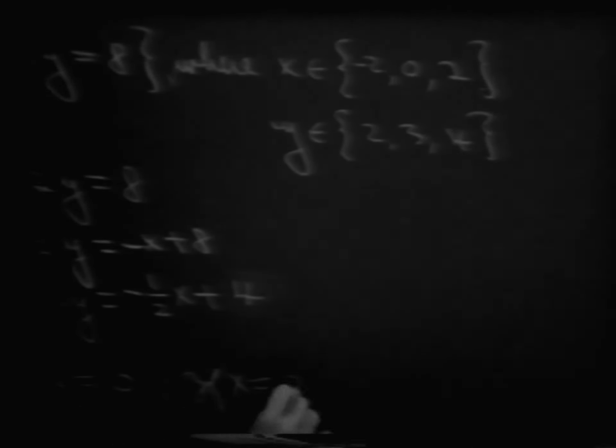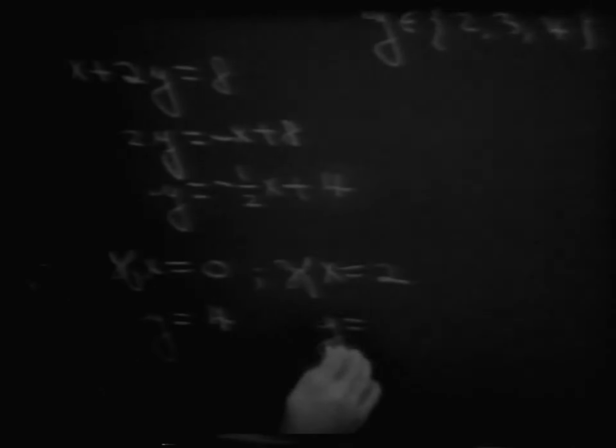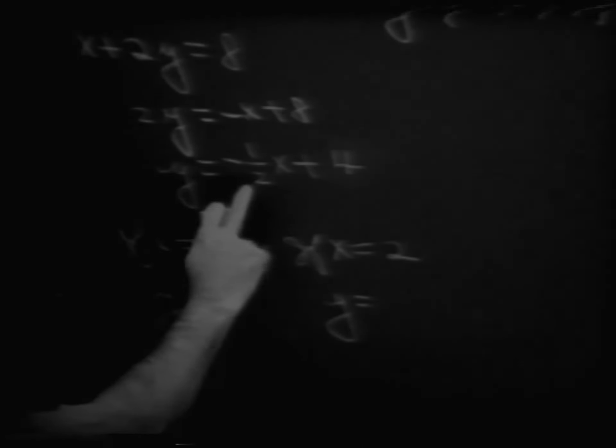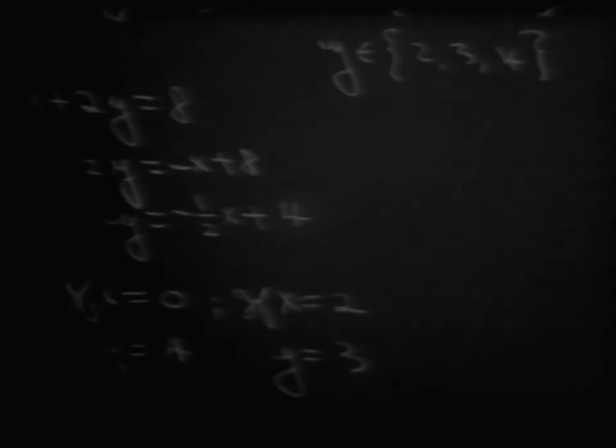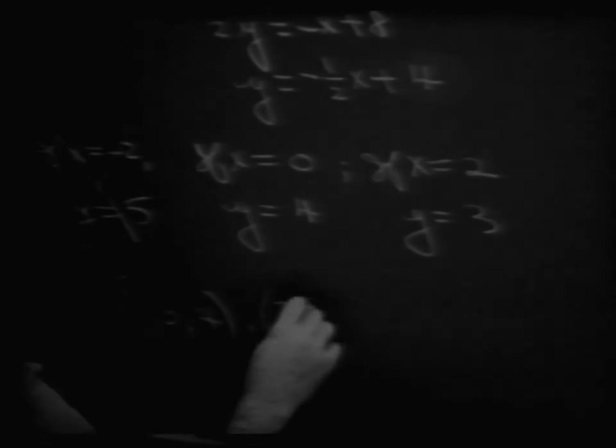And of course, if x is equal to 2, what is our conclusion about y? We have -½ times 2 is what? Is -1 plus 4 is 3, and 3 is in our set, all right? And so if we were to list our elements, we have (0, 4) and (2, 3) as our solution set. Is that right? Okay?